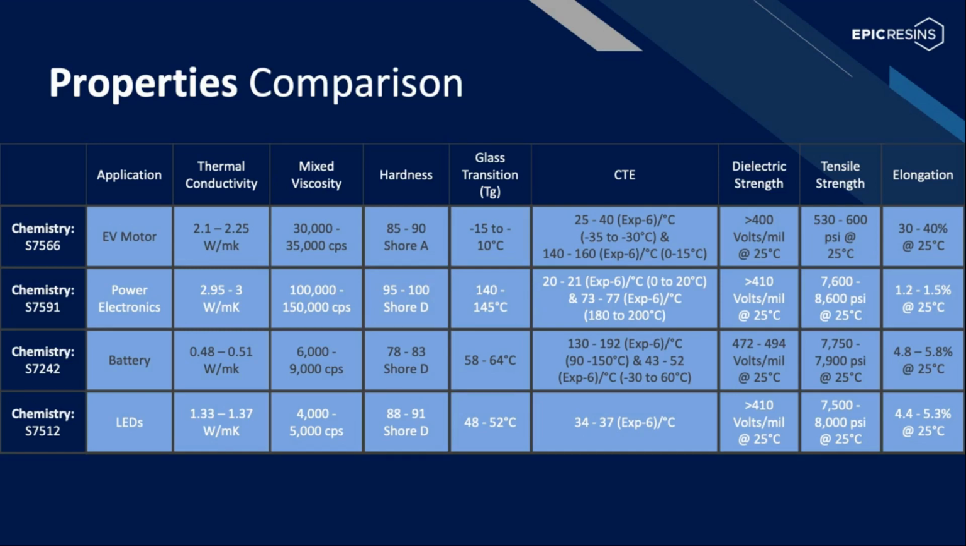Again, higher thermal conductivity, we're getting a higher viscosity. So you see that's 100 to 125, 150 centipoise. This is a Shore D material, so that higher cross-link density is also influencing that as well. Battery application 7242.